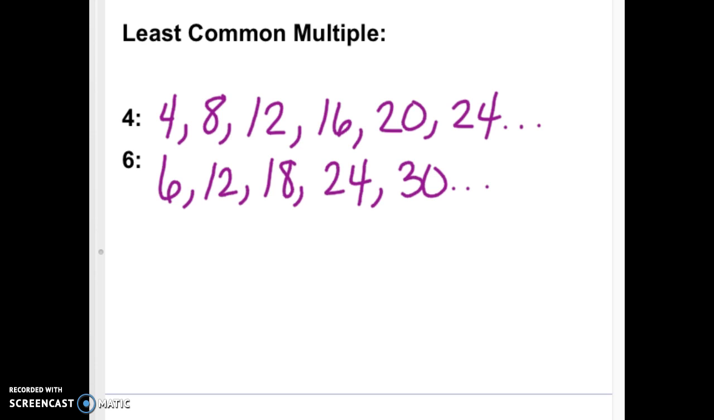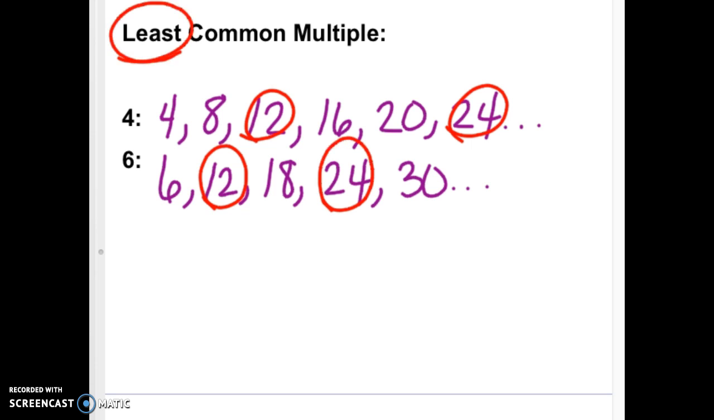Now I'm looking for a multiple that these numbers share. I see that they both have a 12 and they both have a 24. But I'm going to answer my question with the smallest multiple they have in common. So the answer would be 12. That's the least common multiple.